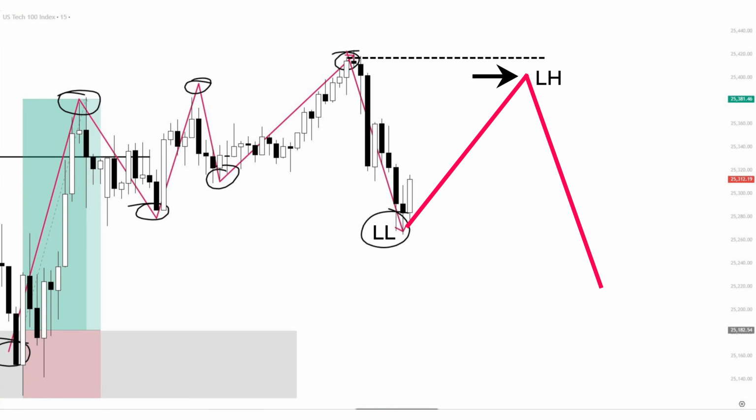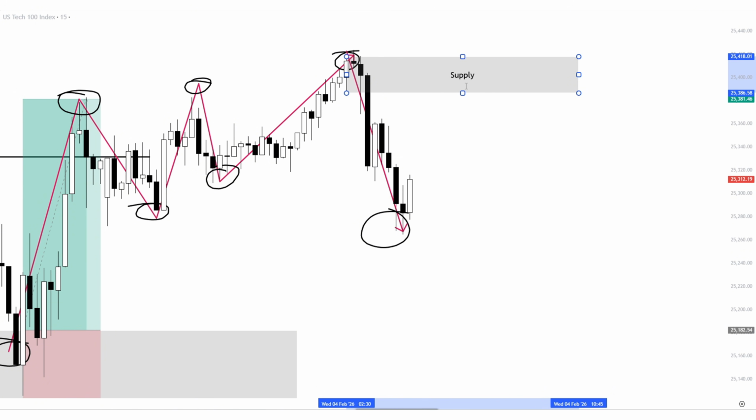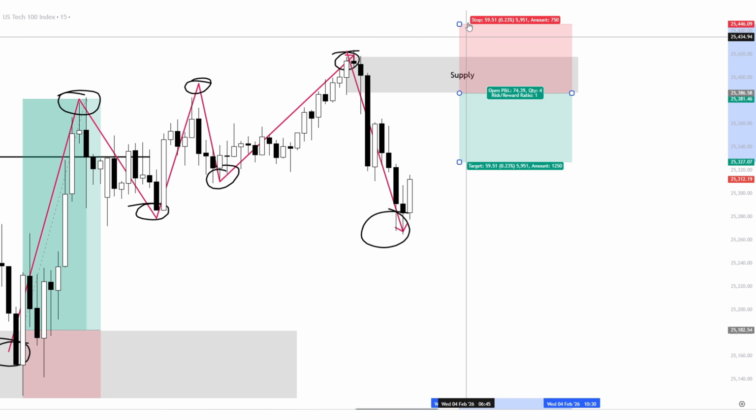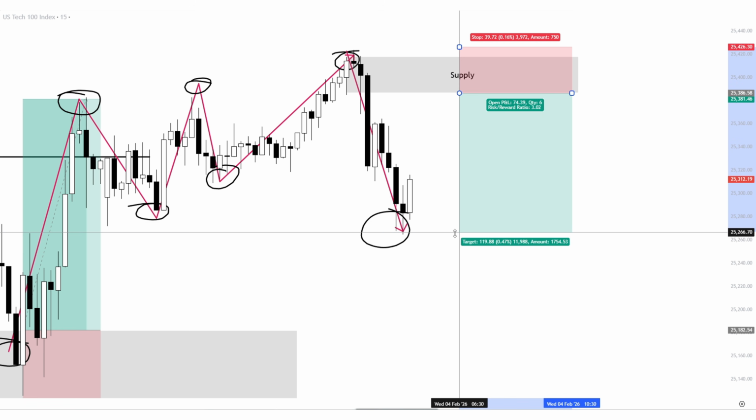And this exact point of reversal is usually done from a supply or resistance which is taken from the recent high. That would be around this level. And we position the sell setup, stop loss above the supply, and take profit below the low.